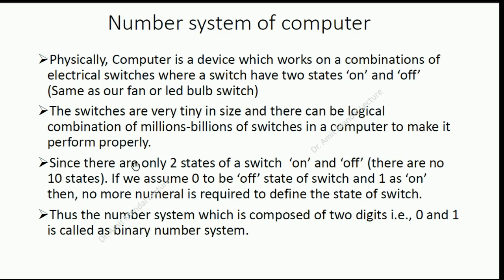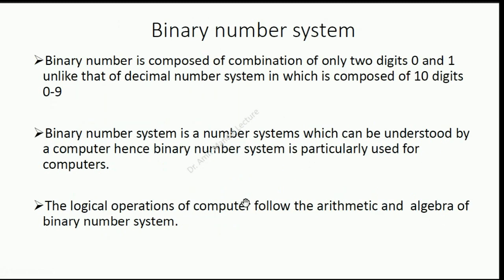Okay. Now, since there are only two states of a switch, on and off, if we assume 0 to be off, 0 associated with the off of the switch and 1 associated with the on of the switch, then no more numeral is required to define the state of the switch. Thus, the number system which is composed of only two digits, 0 and 1, is called the binary number system, and this number system is particularly used for computers because the processing of computers can be executed with the help of only these two numbers.